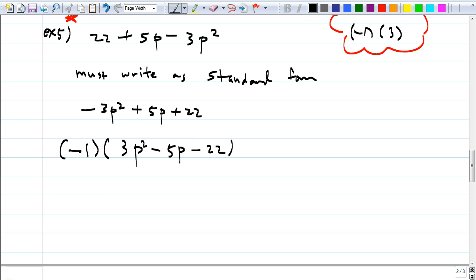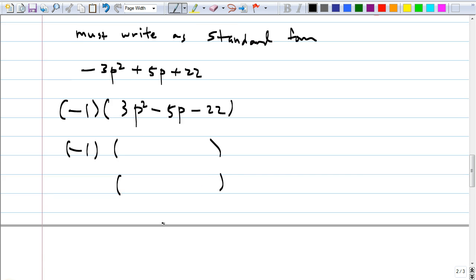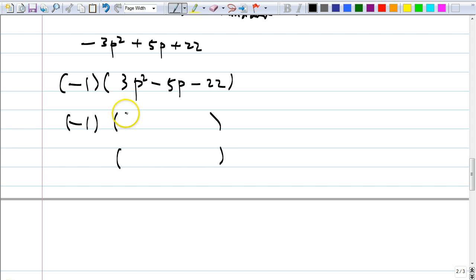Okay, so when we do this, now that our first coefficient is positive 3, we keep the negative 1 here. How many ways are there to get 3p squared? There's only one way. So 3p and p. Yeah, negative 3p and negative p also works, but I said you don't have to worry about that. Remember, we want to keep that as positive, positive.